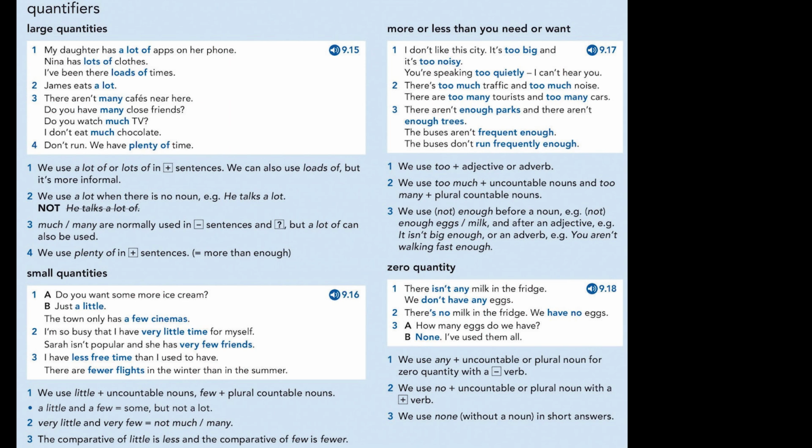9.17. 1, I don't like this city. It's too big and it's too noisy. You're speaking too quietly. I can't hear you. 2, There's too much traffic and too much noise. There are too many tourists and too many cars. 3, There aren't enough parks and there aren't enough trees. The buses aren't frequent enough. The buses don't run frequently enough.